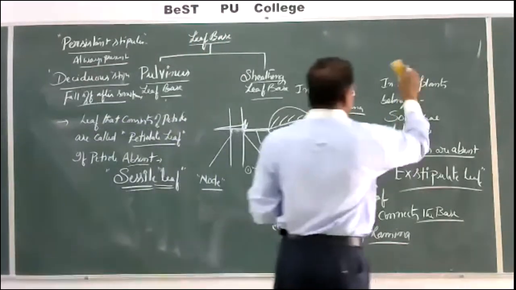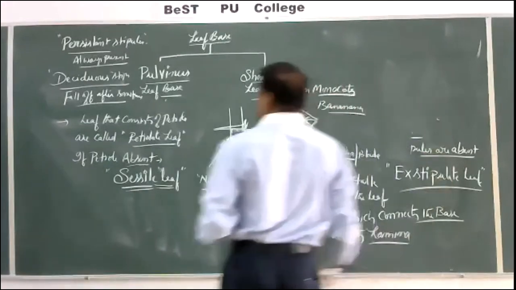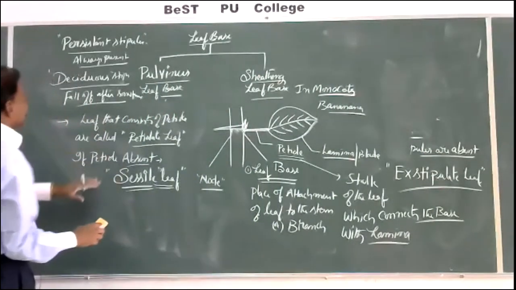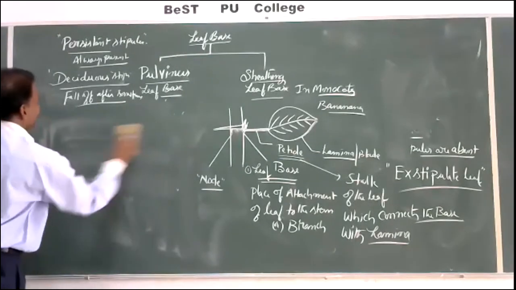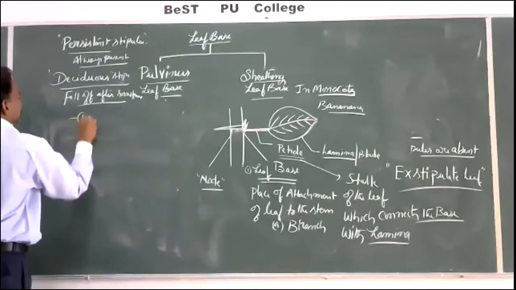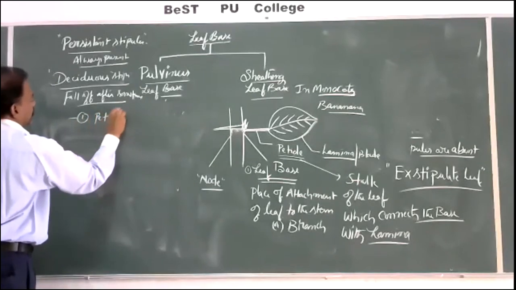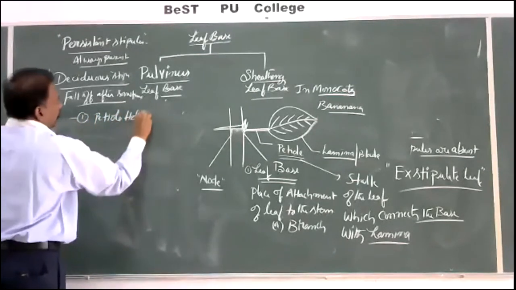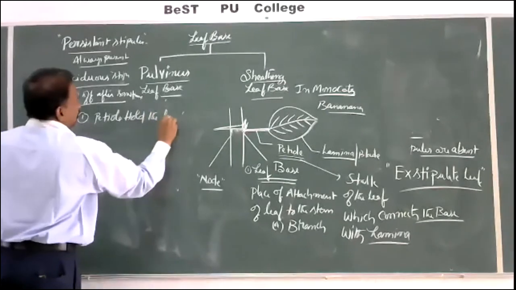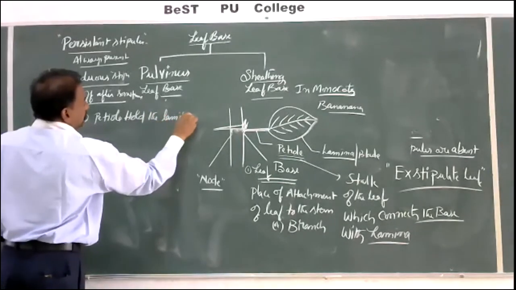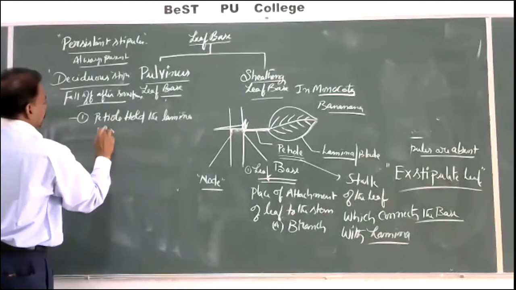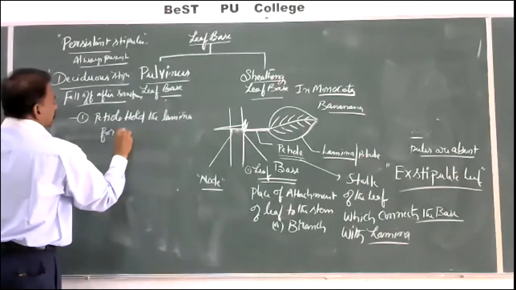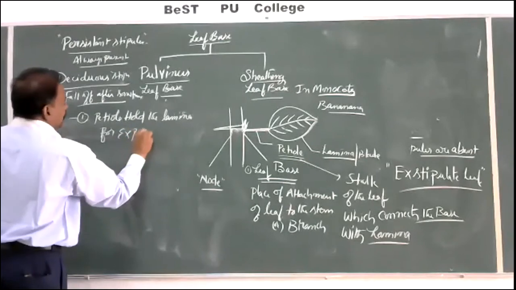Again, leaf petiole. These 2 points remember. Petiolate leaf, sessile leaf. Petiole's function: petiole holds the lamina for proper exposure to sunlight.